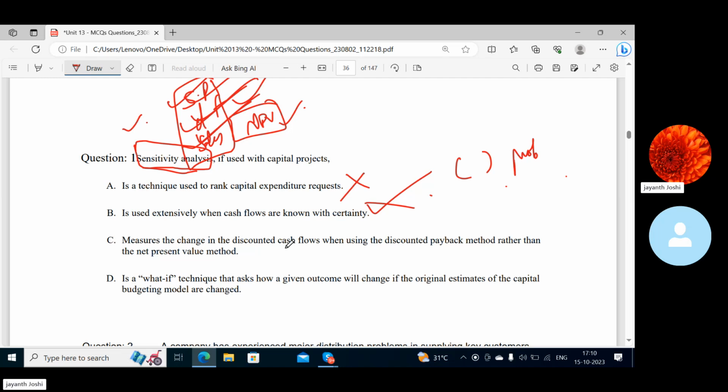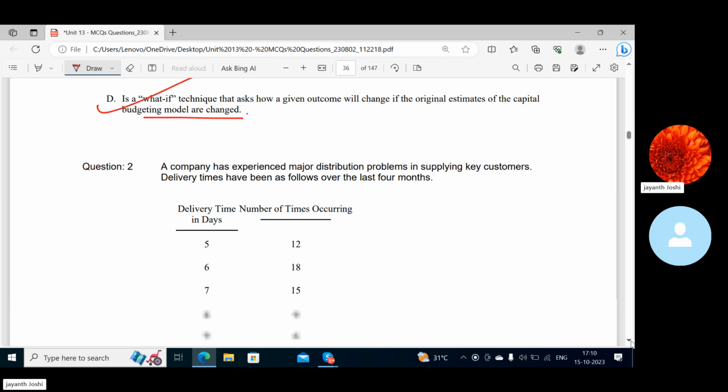Measures the change in discounted cash flows when using discounted payback. Absolutely wrong. Sensitivity analysis is a what-if technique that asks how a given outcome will change if the original estimates of the capital budgeting model are changed. The original estimates include the discount factor, so if the discount factor changes, how it impacts the NPV is what we see in this. Now, next question.